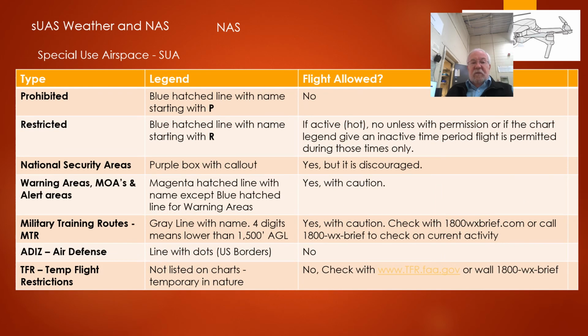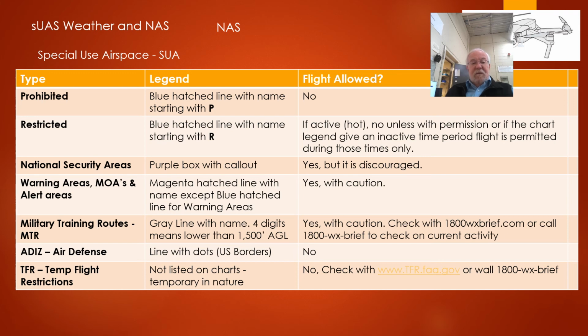Now there are these other special use airspaces as well. Prohibited and restricted, you need permission from the controlling agency to operate in there. Generally speaking, we're not allowed to operate in prohibited areas, but still you can give it a try if you want to try to get permission. National security areas, warning areas, military operating areas, MOAs, alert areas, even military training routes, MTRs. You can operate in there, but you need to be careful.